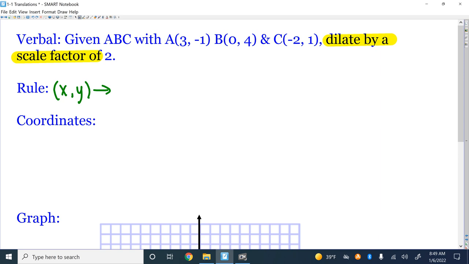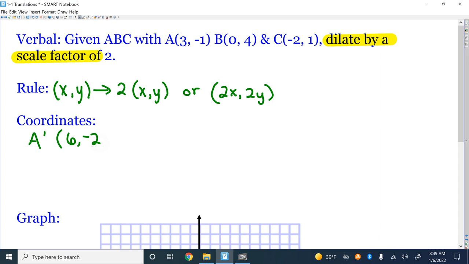(x, y) goes to (2x, 2y). You can put the 2 in front, or you could say 2x, 2y, whichever one your brain likes best. Now, since we have the original coordinates, let's just write the new coordinates. What would A prime be? Wait, how did you get 2x, 2y? Based on the rule said dilate by scale factor, so anything that says dilate, we multiply. Oh, so it would be 6, negative 2. Yes, for coordinate A prime, because you just multiply both. So anytime you see that keyword dilate, you multiply. So for A, you would multiply 2 times 3, 2 times negative 1. Exactly. You got it.